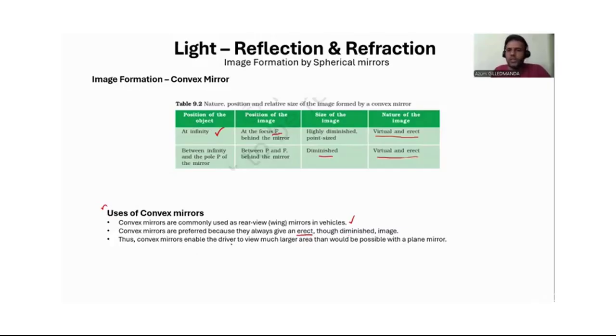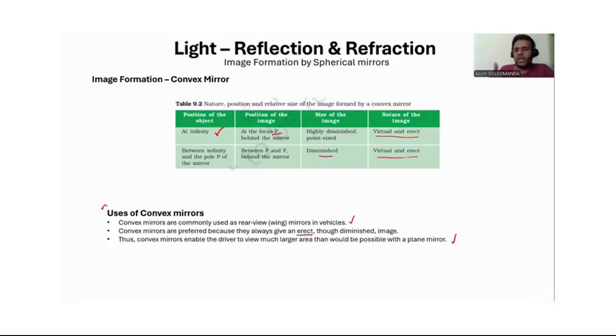Thus, convex mirrors enable the driver to view a much larger area than would be possible in a plane mirror. We can use the plane mirror also, but we use convex mirrors because they cover more area. It basically converges a larger area into that smaller mirror. If we use a plane mirror instead of a convex mirror, what happens? In a plane mirror, you see the exact size, right? And you will see it at the same distance.